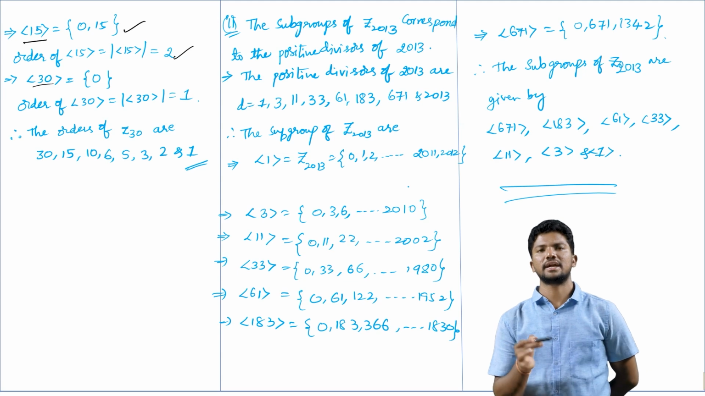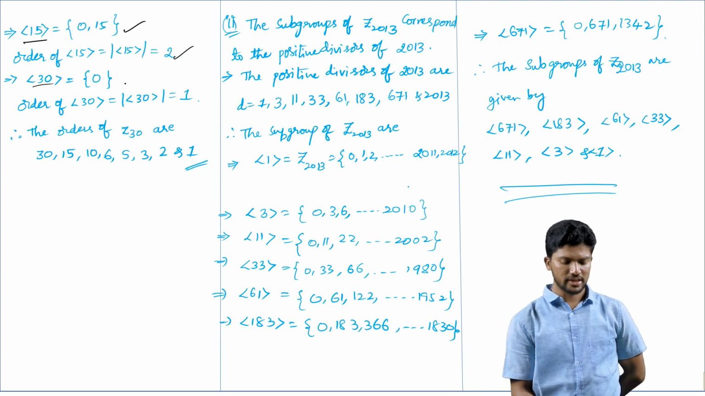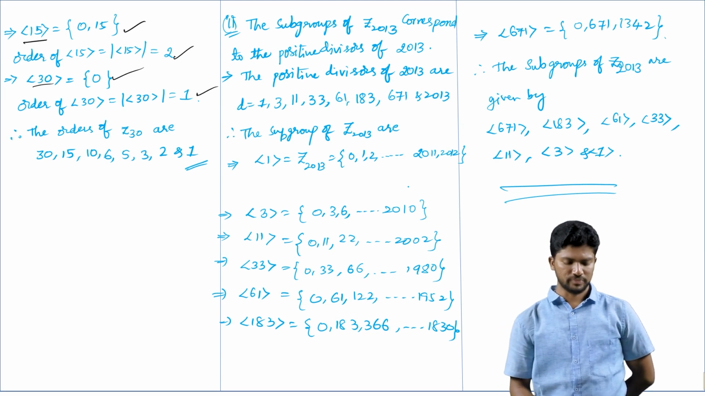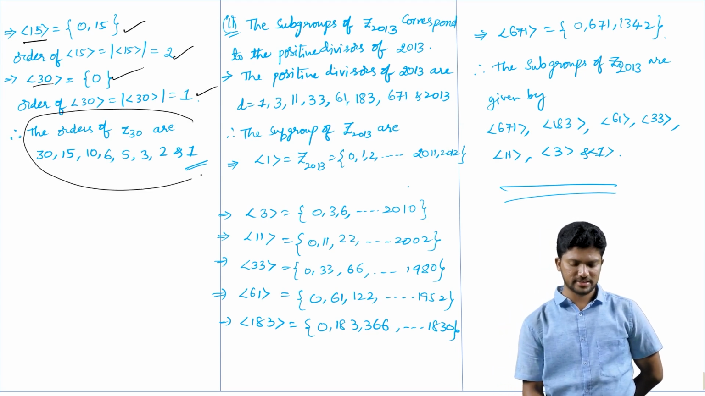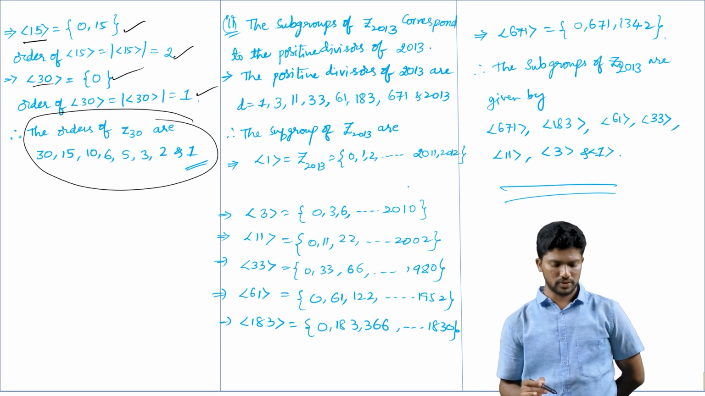Next, the last positive divisor is 30 itself. Every number divides itself. So 30 is one of the divisors of 30. So the only element is 0. So therefore the order is 1. So the orders of the subgroups of Z suffix 30 are 30, 15, 10, 6, 5, 3, 2, 1.